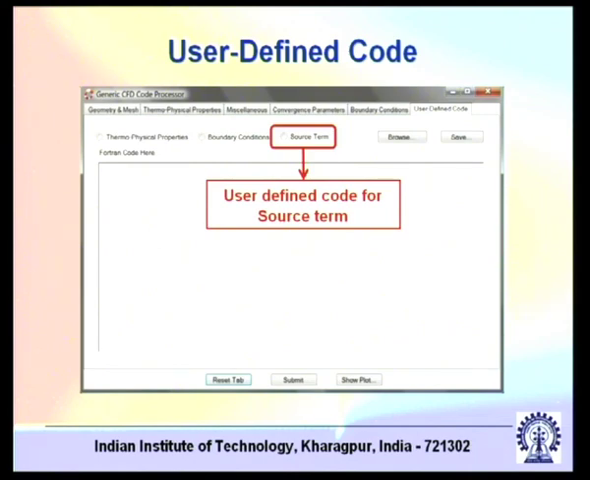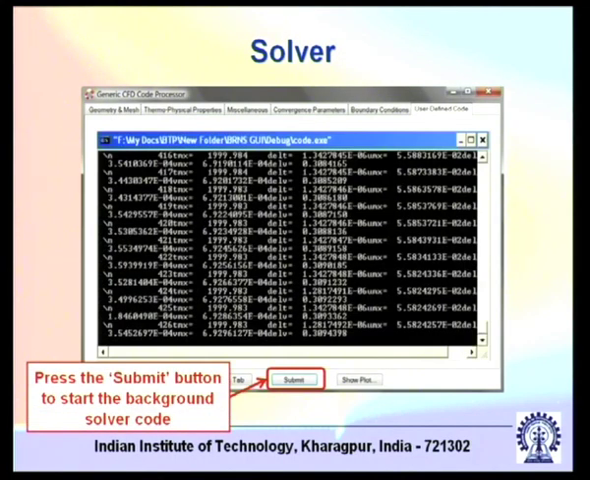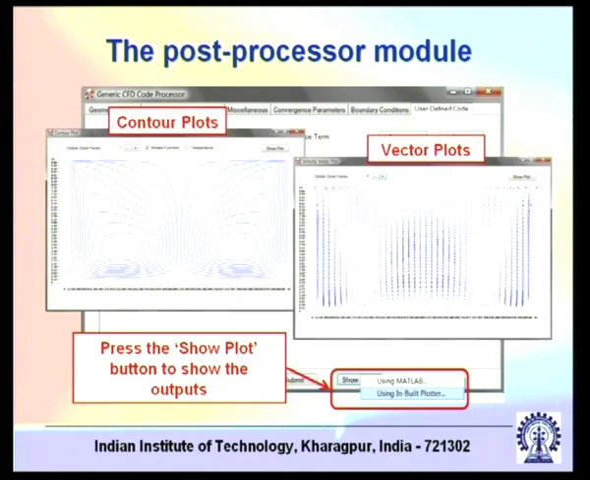So you may require user defined code for implementing complicated source terms. In that way you can implement very complicated physical issues in a generic CFD solver. Then you press the submit button to start the background solver code in this example, and it will run and show you the level of iterations and how it is converging. Then you can go to the post processing part.